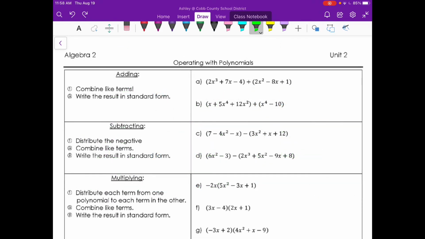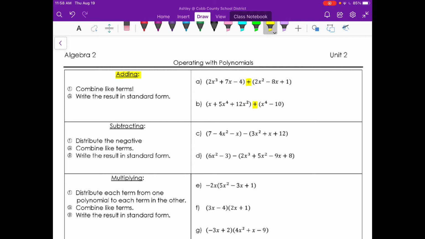Next, we're going to work on operating with polynomials. For most students in Algebra 2, this will be a review, but it's helpful to go back and think about the things we learned in Algebra 1. For some of us, it's been a couple of years. So first, we're going to be adding polynomials, and of course, we will be seeing a plus between the 2 polynomials or 3 polynomials or more.